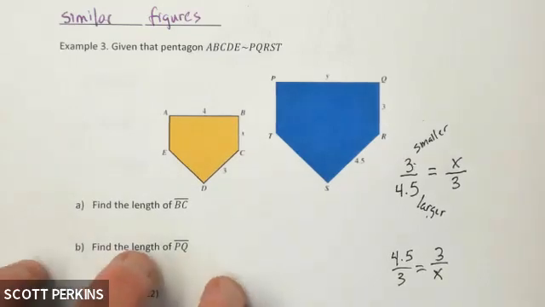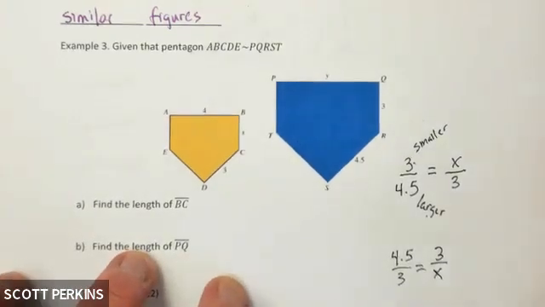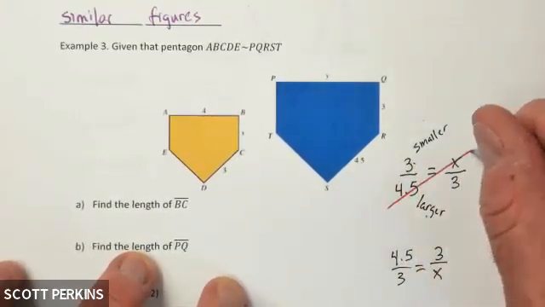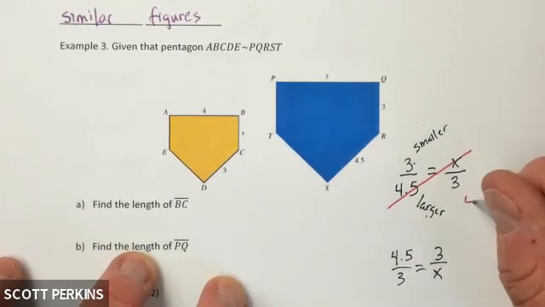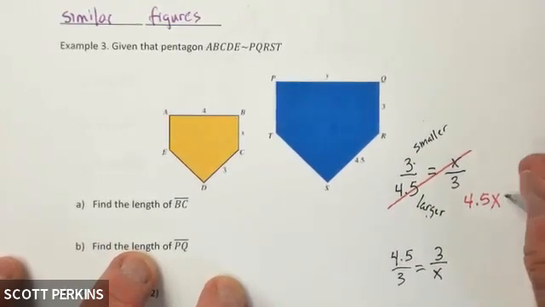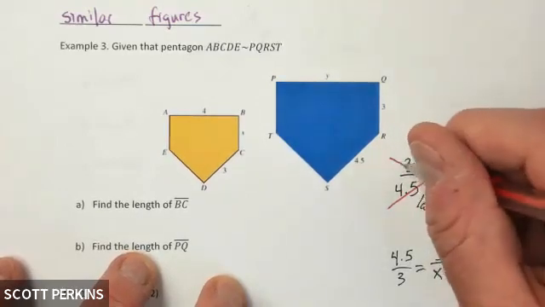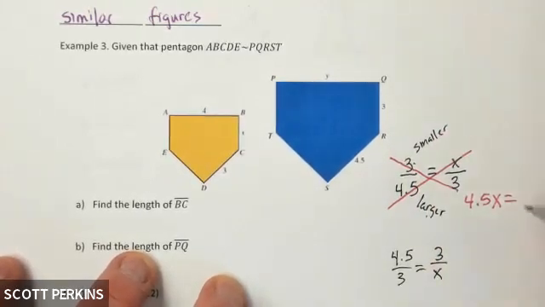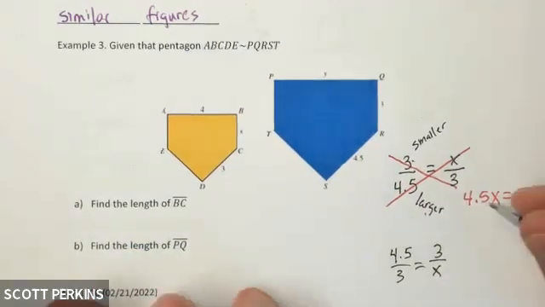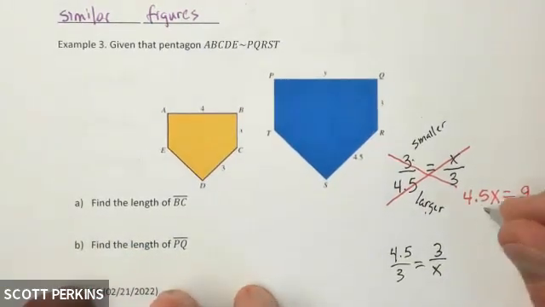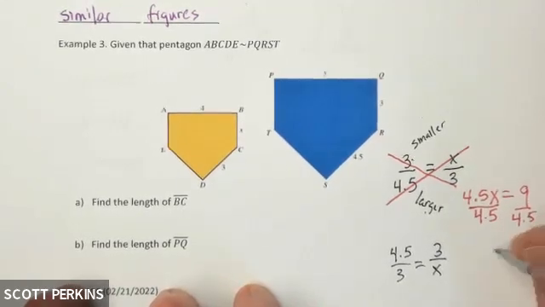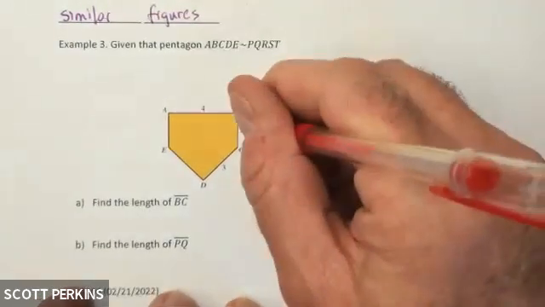Here's how you solve a proportion. You just multiply along the diagonals. So I'm going to multiply the 4.5 times the X. And then the other diagonal, I multiply the 3 times the 3, and I get 9. And then your calculator will tell you, when you divide both sides by the 4.5, you end up with the value of X equal to 2. So X here is 2.